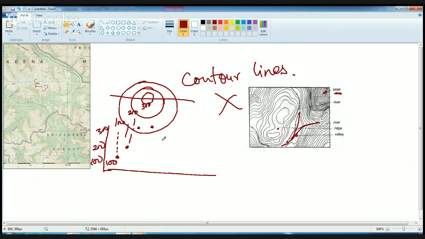Then this, and this will again come on 200, and this will come on 100. So I can say this is a contour or a mountain. So this is how we understand the concept of contours.